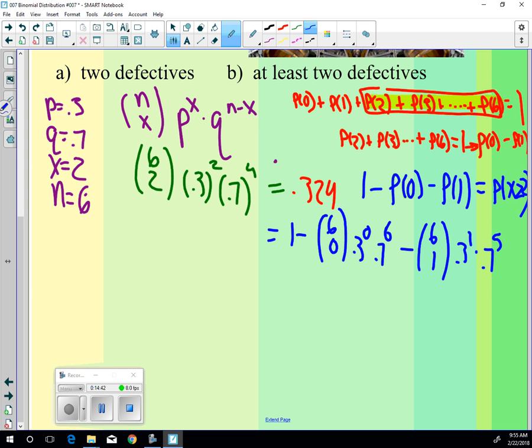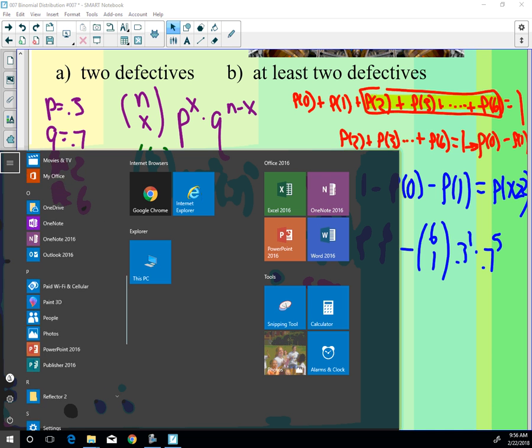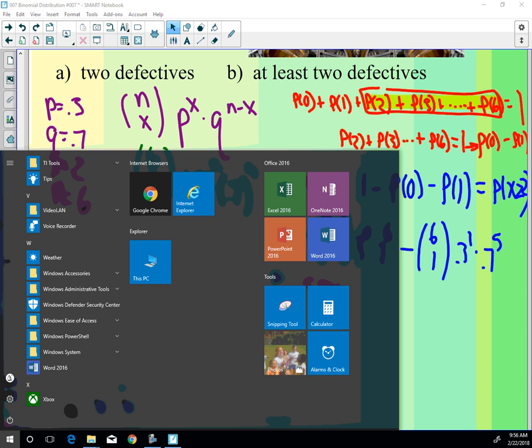Whatever 0.7 to the 6th is. It's 1 minus 1 times 1 times 0.7 to the 6th. And this is going to be 6 times 0.3 times 0.7 to the 5th. And that's going to be what? Anybody get that? 0.580. Okay, good. Now I'm going to take out my calculator and check you and see if you're correct.